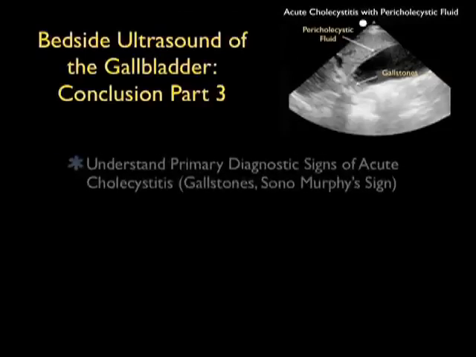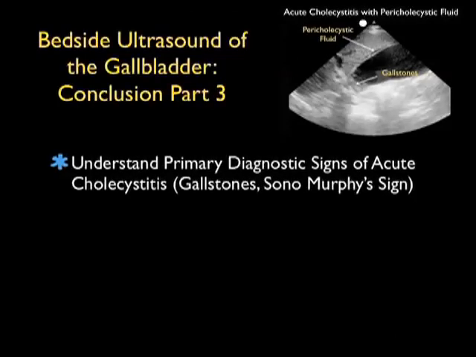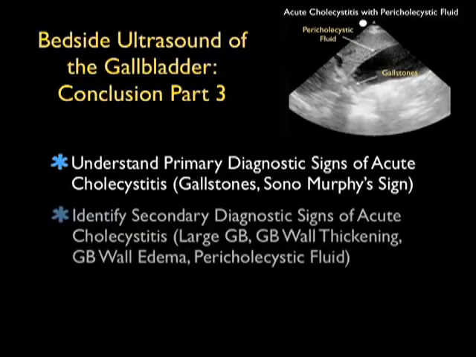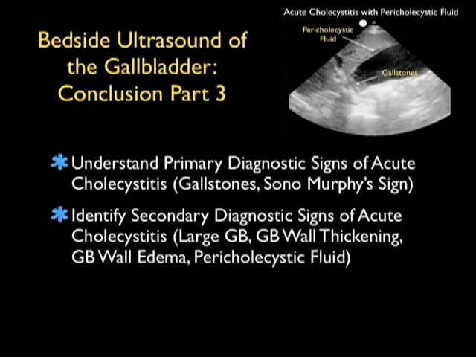In conclusion, thanks for tuning in for the Soundbites module going over part 3 of bedside ultrasound of the gallbladder. Hopefully now you understand the primary diagnostic signs of acute cholecystitis on bedside imaging, that is the presence of gallstones and a sonographic Murphy sign. Recall that these two findings have a very high yield for the presence of acute cholecystitis.